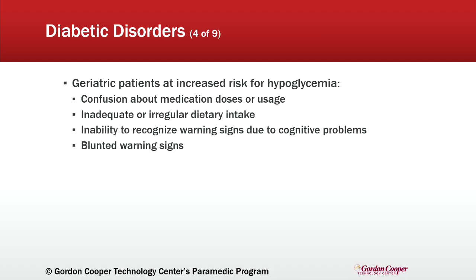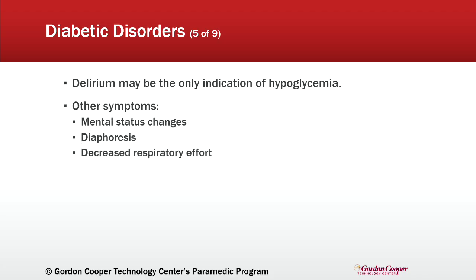The warning signs of hypoglycemia may also be less noticeable in older patients as well. So they're kind of masked by some of the other things that go on. Delirium can sometimes be the only sign of hypoglycemia in older adults. Other symptoms include mental status changes, confusion, and maybe even sweating. Hypoglycemia may cause a decreased respiratory effort, and new onset diabetes often shows no symptoms in older patients.